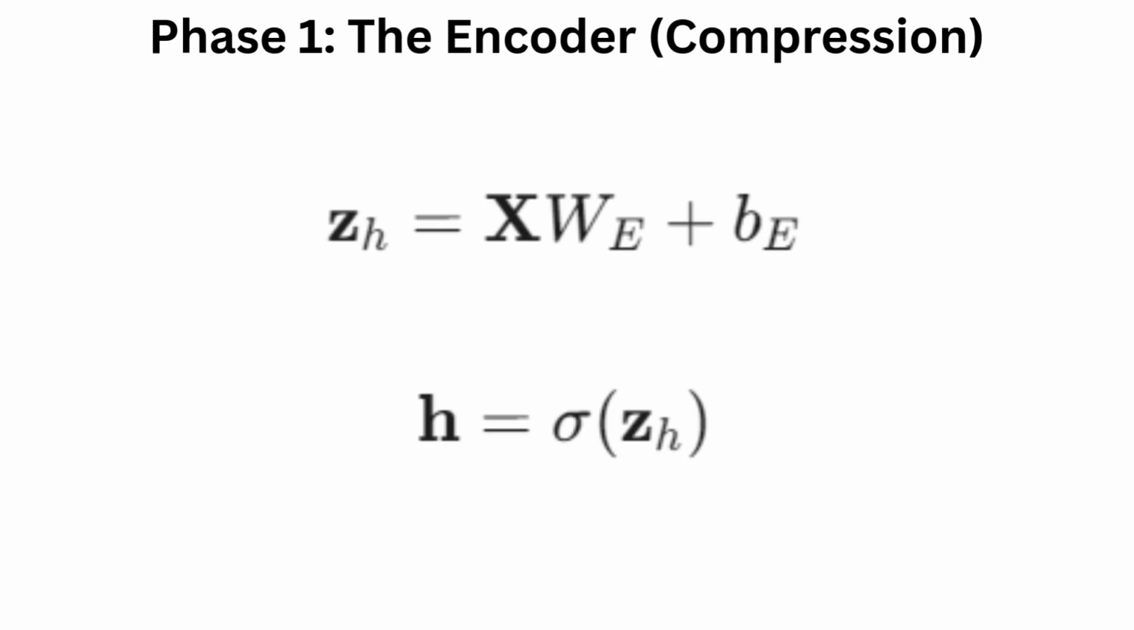In phase 1, we will do the computation for the encoder, which is called compression. First, we will compute the linear combination Z by multiplying input with the weights and adding the bias. Next, we will pass this Z to a sigmoid function and compute H. This H would be the input for the decoder.